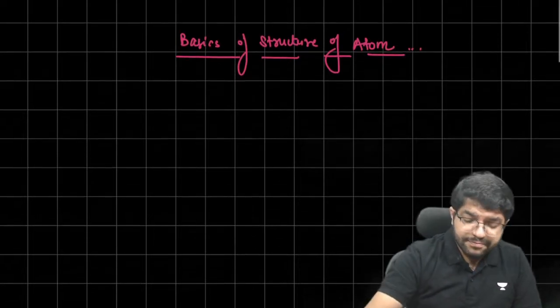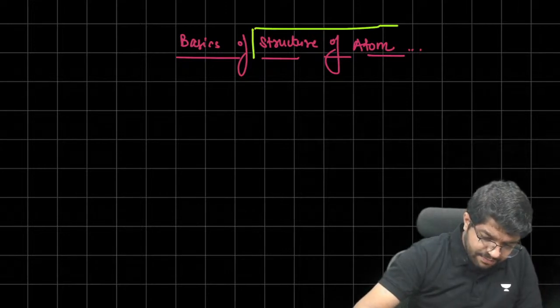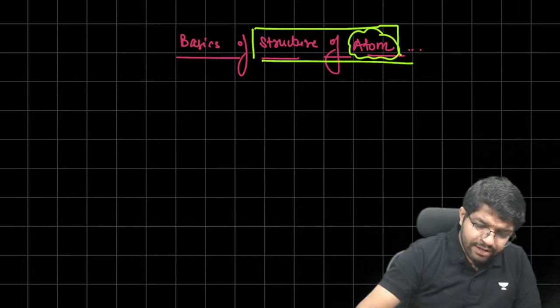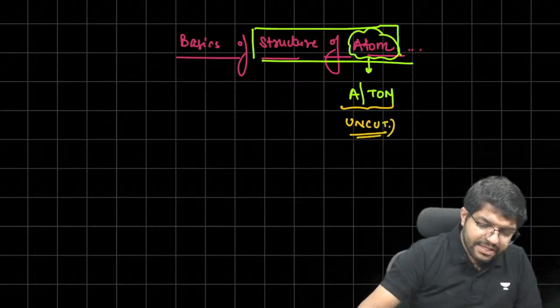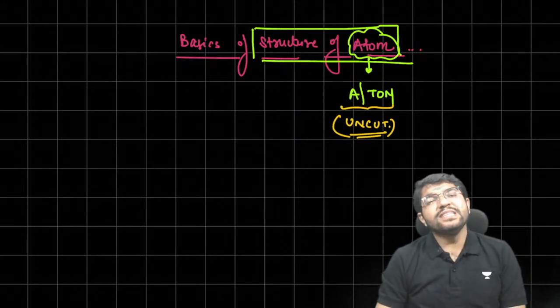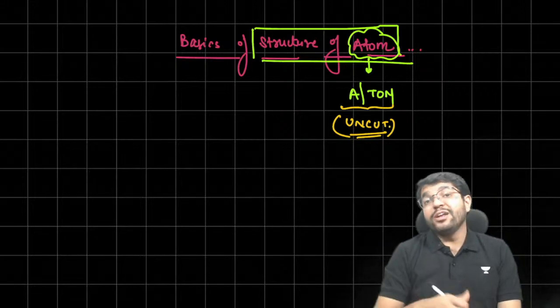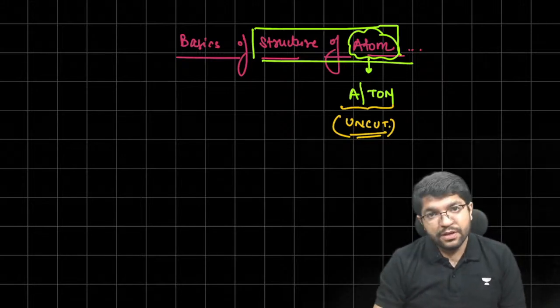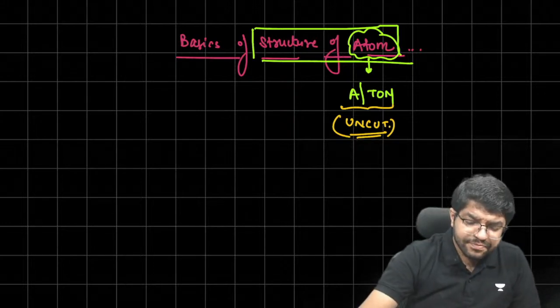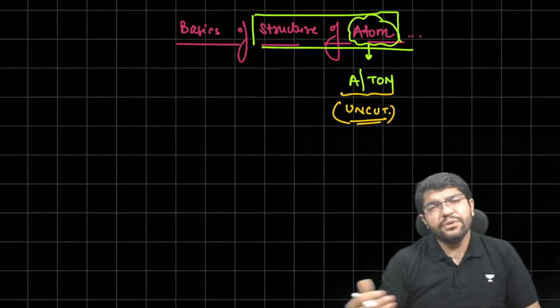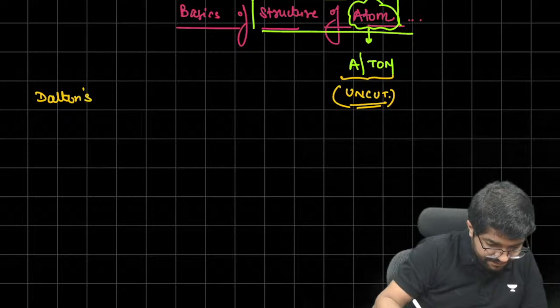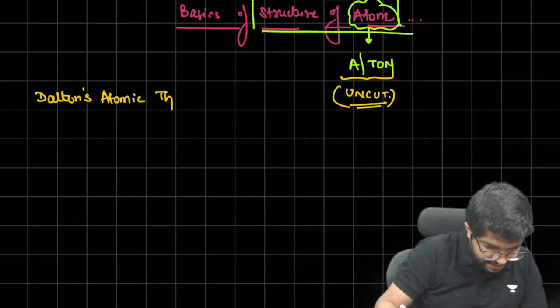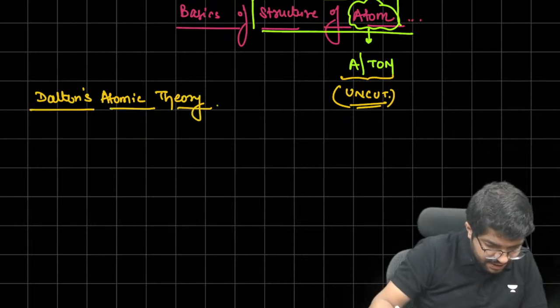So when we talk about structure of atom, this word atom itself is made up of two words, and atom means uncut, which could not be cut further, the smallest particle existing. So the first time the term was coined and the first atomic theory that we got was called Dalton's atomic theory.